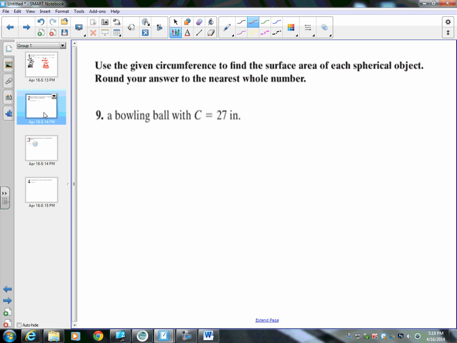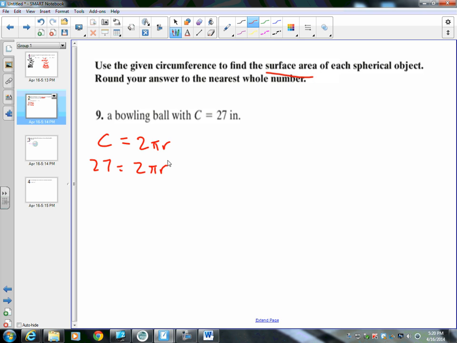Next one, I'm going to skip all the way down to number 9. Number 9 is asking to use the circumference that it tells you to find the surface area of this sphere. Well, a bowling ball is a sphere, and we're going to use the circumference that's given to us to find the surface area. If we know circumference, let's look at what circumference is. Circumference has an equation of 2 pi r. I know the circumference, so I'm going to plug this in for C. So 27 is equal to 2 pi r.